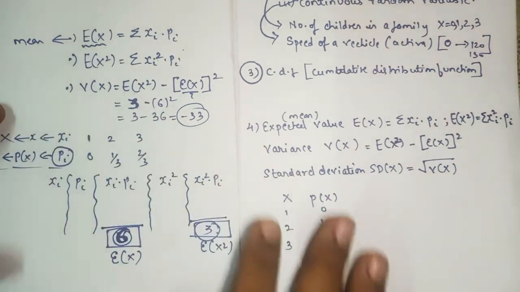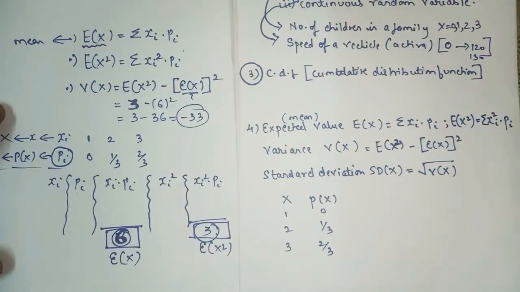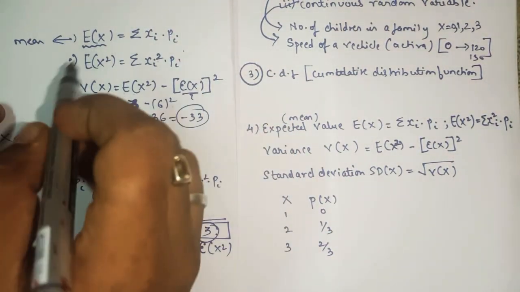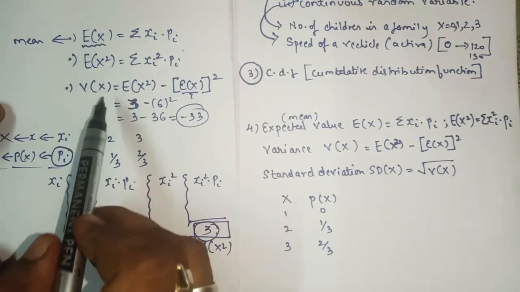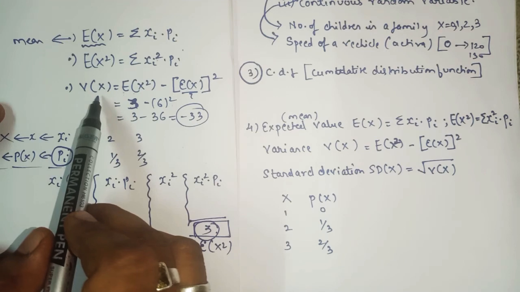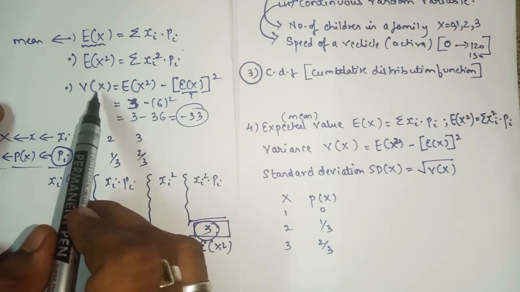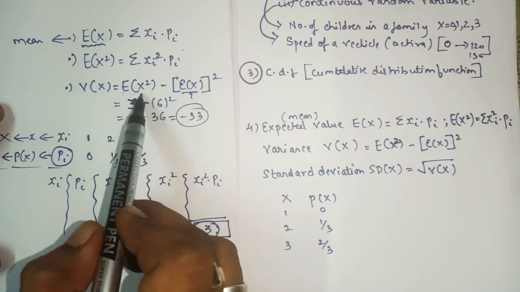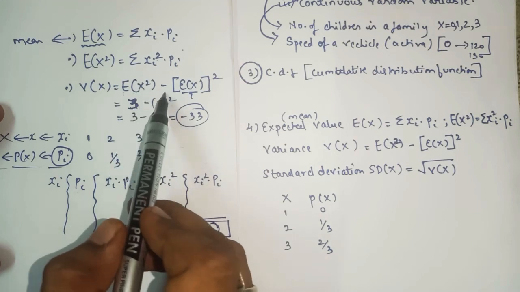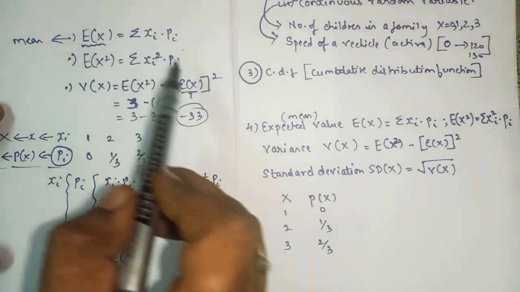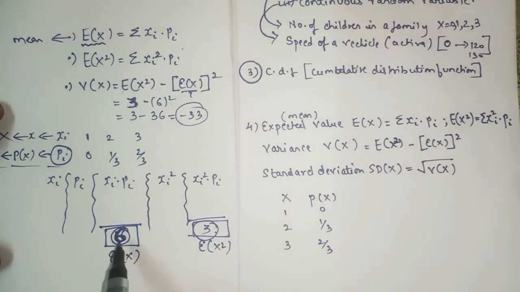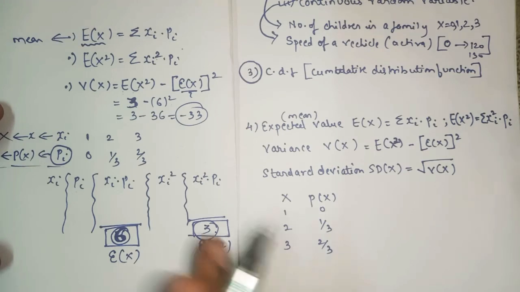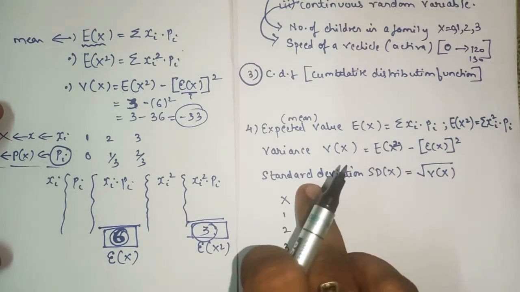Okay, so understood how to find the answer. First you will find E of x, then after that you will find E of x square, then you will find V of x. So what is the formula for V of x? E of x square minus E of x the whole square. And this is just an example I took. The total for this is 6 and the total for this is 3. Okay, now the last part is what?